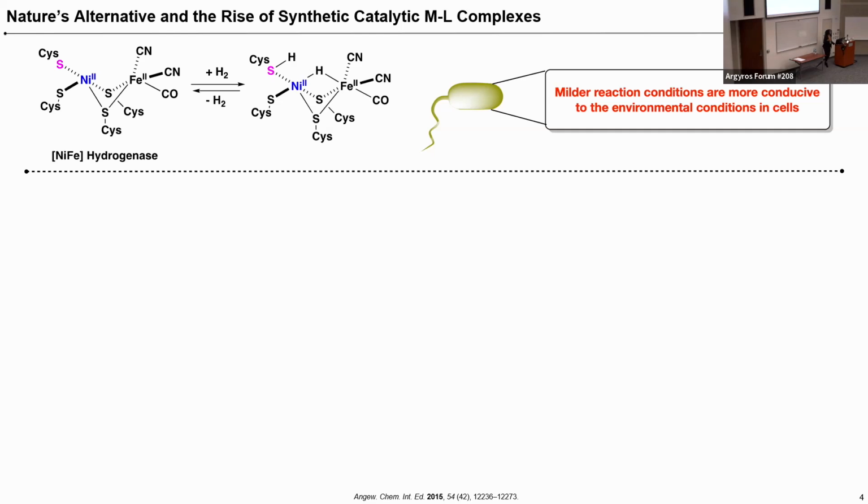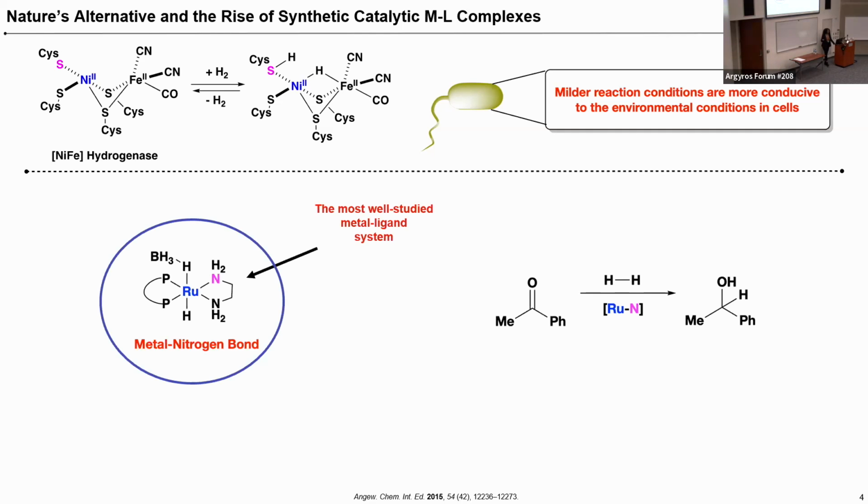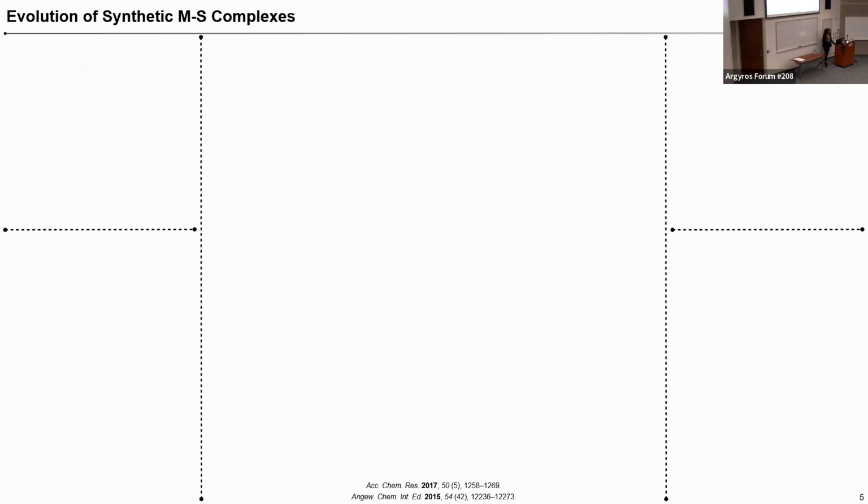So synthetic chemists saw that and said, well, how about we try and mimic this synthetically, creating basically a whole subset of catalysts, one set of catalysts being metal-nitrogen complexes, which are the most well-studied metal-ligand complex. But if you look back at the nickel-iron hydrogenase, it does activate at a nickel-sulfur bond. So that brings us to the discussion of what exactly we know about metal-sulfur complexes. Well, they've been seen to do a lot, actually.